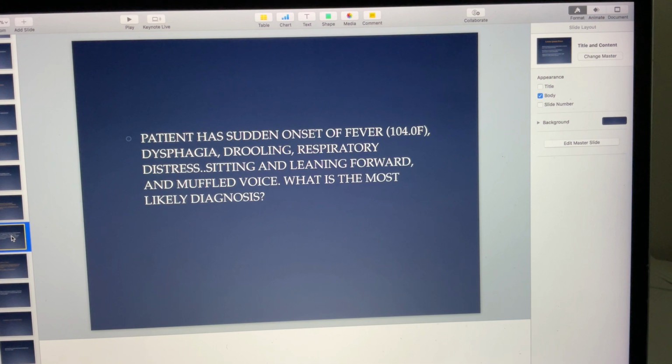Let's go through this question again. This patient has sudden fever. They're struggling, with difficulty swallowing, that's dysphagia. They're drooling, and there's respiratory distress. So there are 3 Ds here. And you also notice there's muffled voice. What is the likely diagnosis?